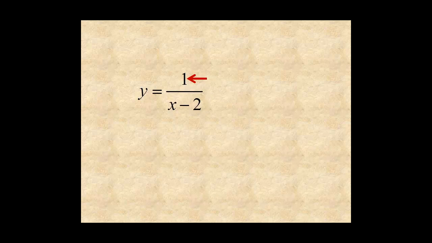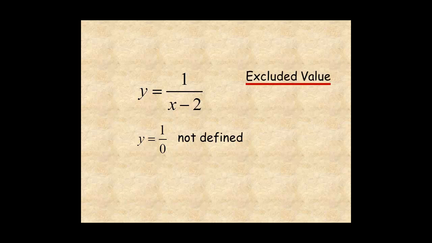To graph a rational function, you need to understand what the graph looks like near points where the function is not defined. Since division by 0 is not defined, any value of the x variable that makes the denominator equal to 0 is an excluded value. This means that the value is excluded from the domain of the function because the function is not defined for that value. To find the excluded values of a rational function, set the denominator equal to 0 and solve for x. In this case, add 2 to both sides, and the excluded value is x equal 2.